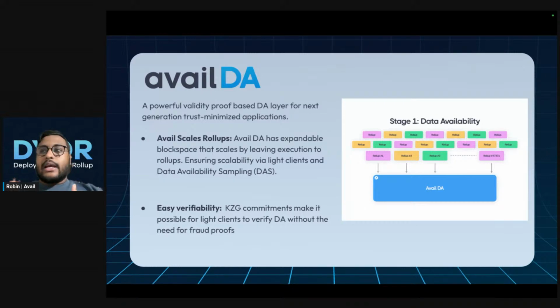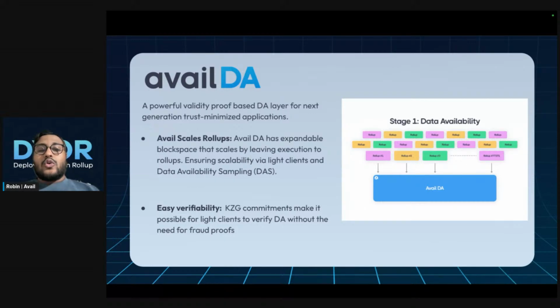But execution is, like, people are making bold claims of around 100k TPS nowadays. That's all good, right? But even if you have a beefy sequencer that does 100k transactions per second, it does not really mean anything unless the data behind those transactions is available. That means the real bottleneck of scalability is data availability, and Avail solves this by having expandable block space.